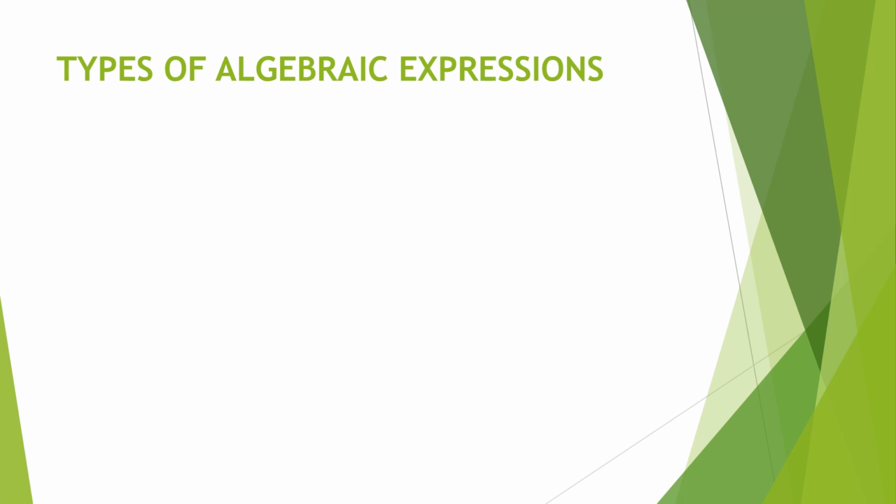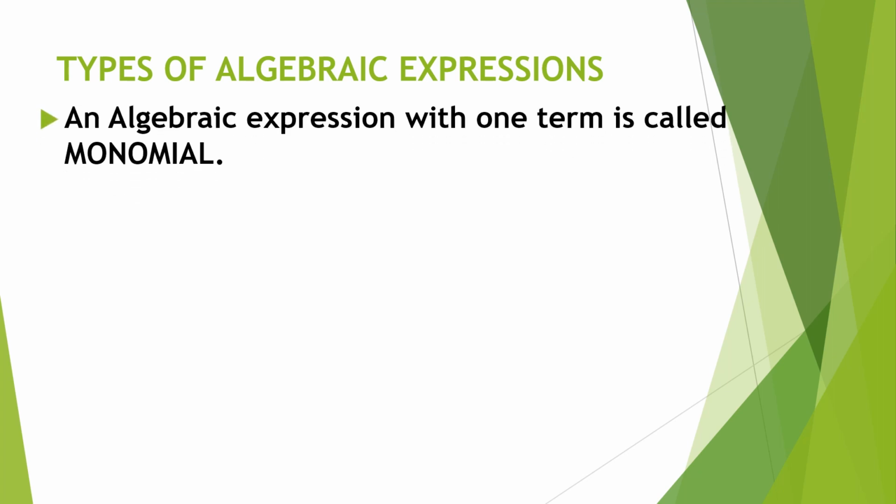Now we can see the types of algebraic expression. Now hope that you understood how the algebraic expressions are formed. That means the combination of variables and constants joined with the plus or minus sign. Now we can define different types of algebraic expression.